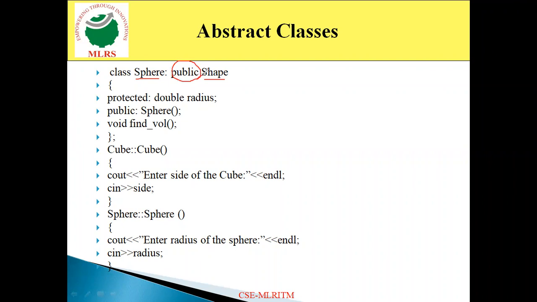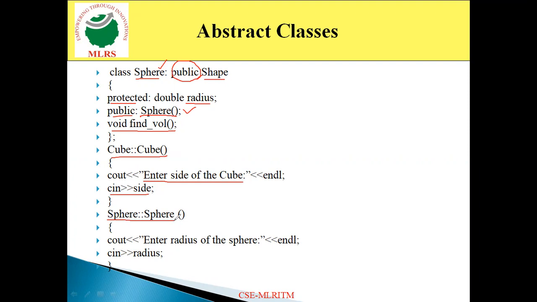Under the public mode I am deriving, and in the protected section I specify the radius data member, and in the public section I specify a sphere function, that is a constructor, since the class name and function name are the same. Then again I specify the virtual function find_val. Then I define the constructor cube::cube. In this I use cout to ask for the side of the cube, then through cin I enter the side value.